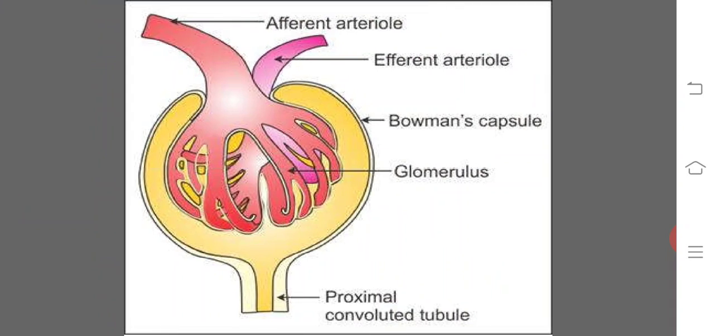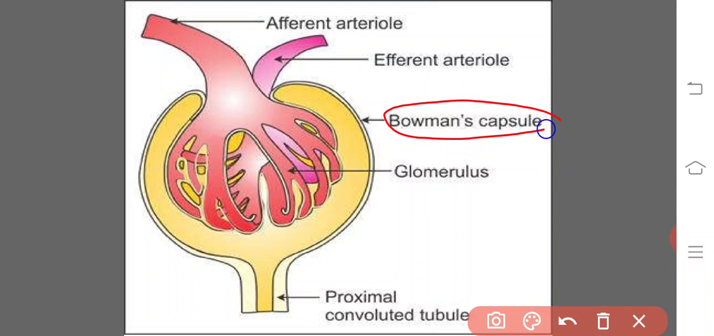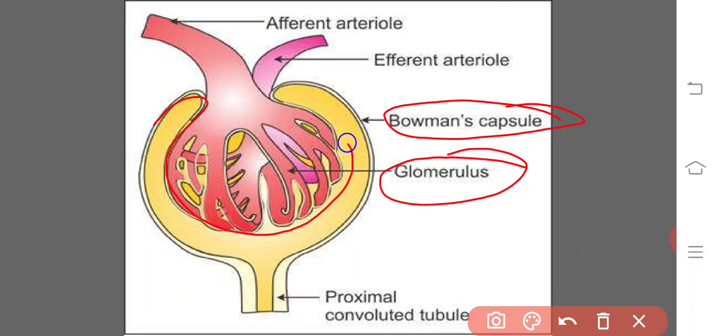Here we will see a thin-walled cup-shaped structure which is called the Bowman's capsule. Right? Malpighian body means Bowman's capsule and the glomerulus. This bowl-like structure is the Bowman's capsule. Actually the Malpighian body begins as a blind tube in the outer portion of the cortex and consists of two parts, namely Bowman's capsule and the glomerulus.